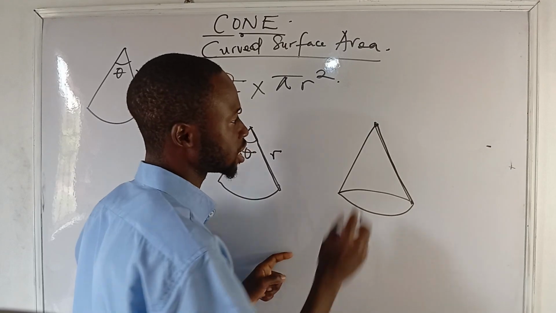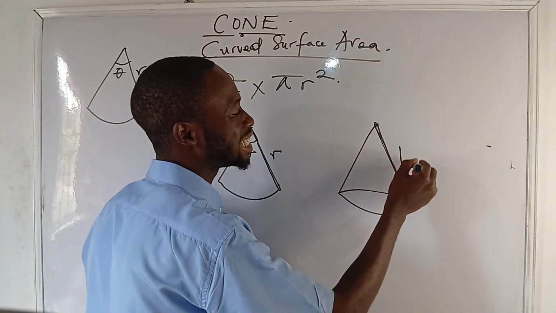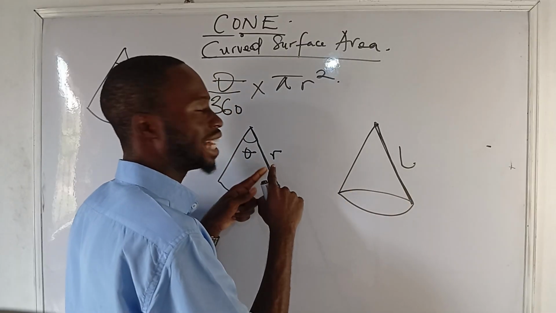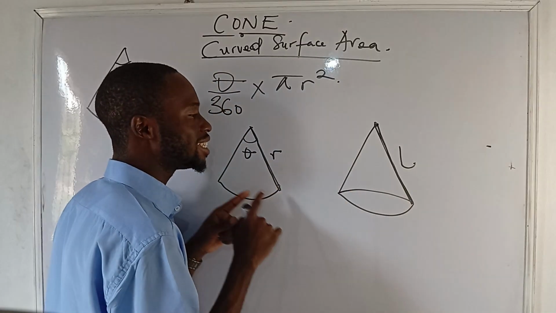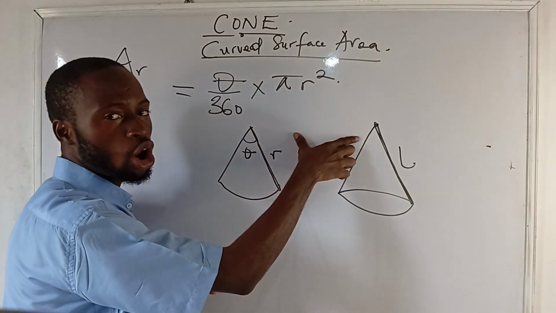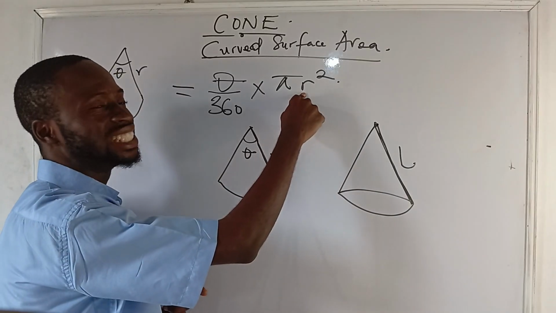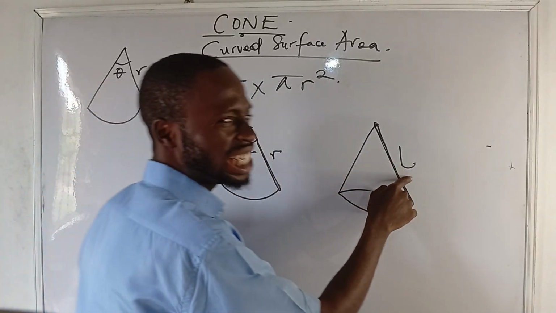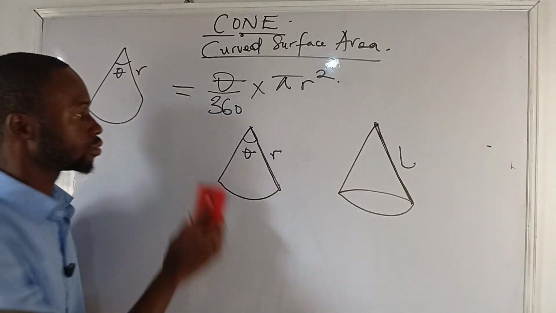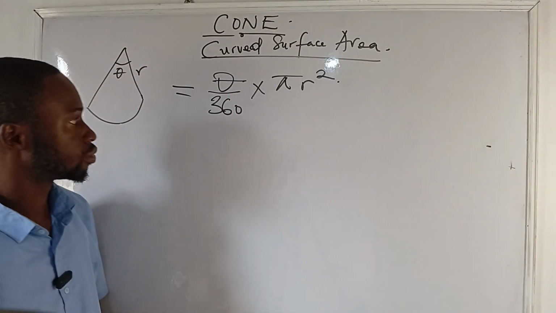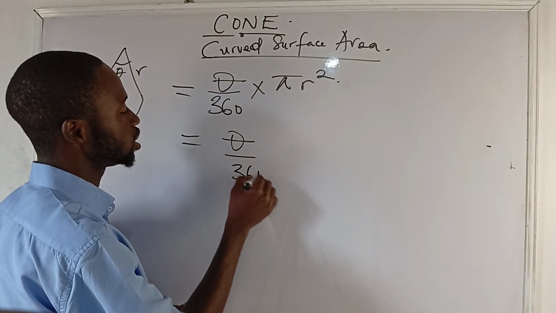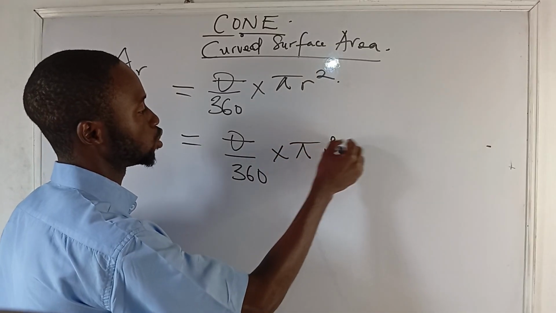Now remember and recall that for a cone, this side is known as the slant height, while the middle line here is known as the height. So that means I can say that the radius of a sector is the same as the slant height of a cone. So in this formula for the area of a sector, the radius of the sector is the same as the slant height of the cone. So we would have theta over 360 times pi L squared.